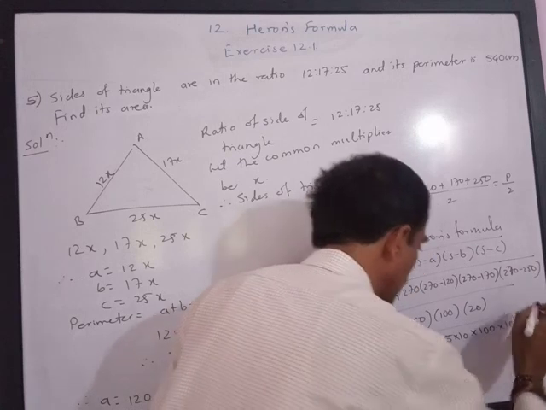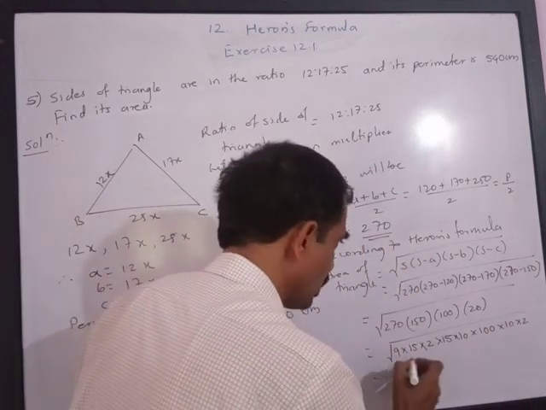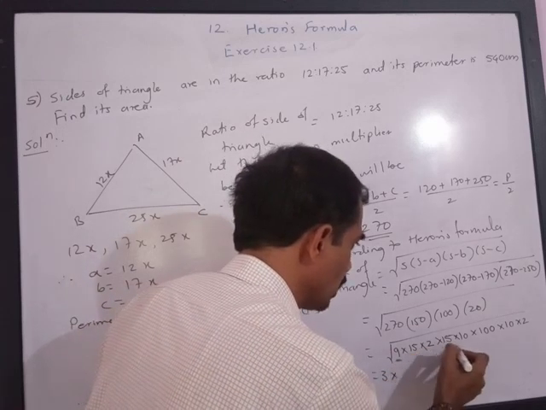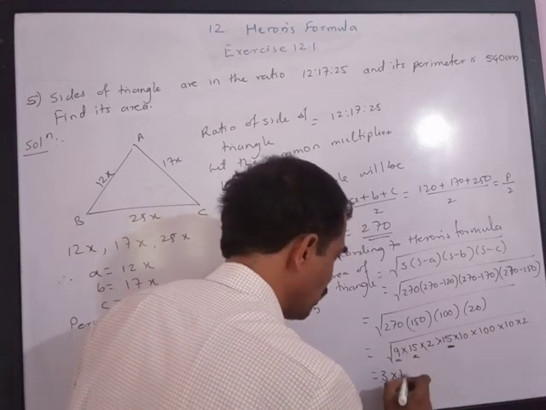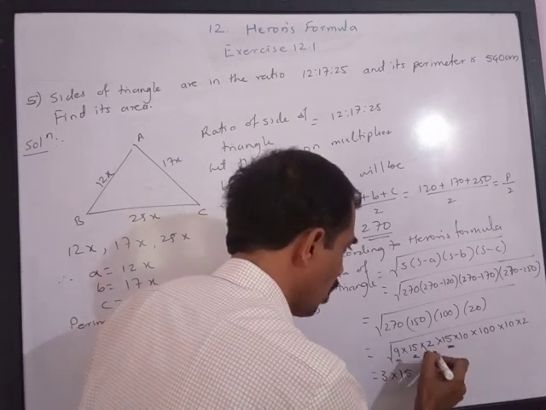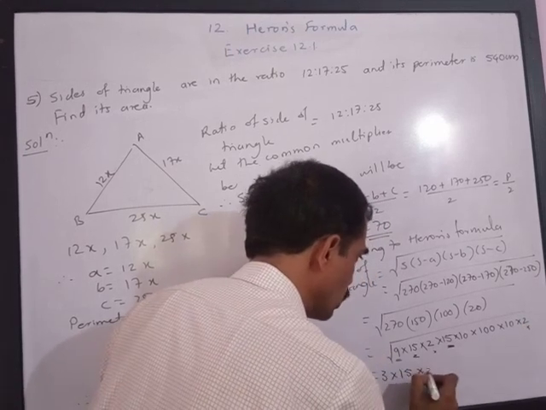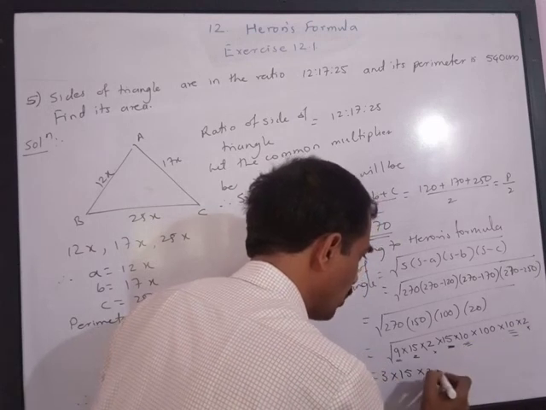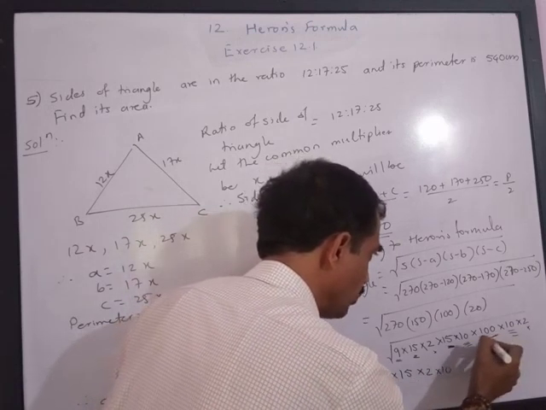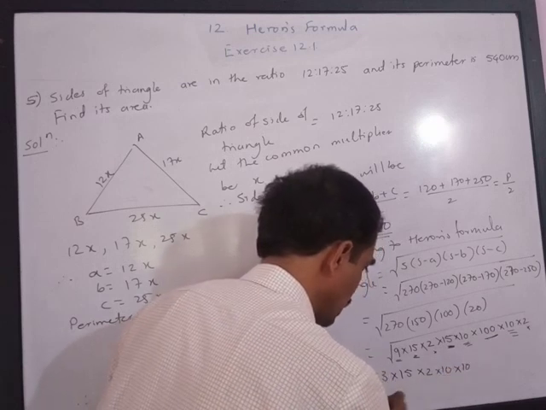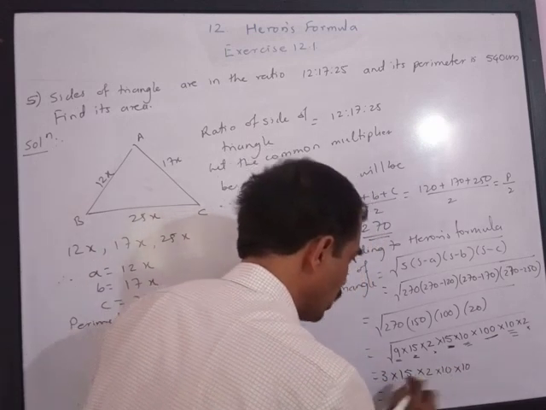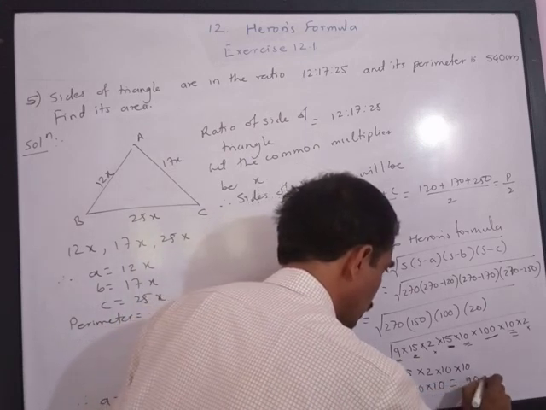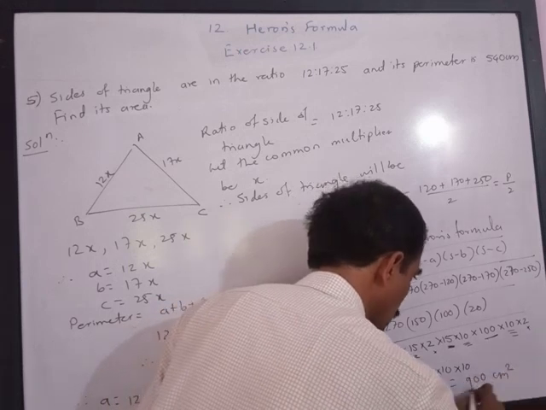So let us take out the common numbers. 9 will come out as 3. Then among the two 15s, 1 will come out as 15. Then from two 2s, 1 will come out as 2. Then from the two 10s, 1 will come out as 10. And from 100 we will get 10. So this is equal to 15 3s are 45, 45 2s are 90, multiplied by 10, multiplied by 10, that is equal to 9000 centimeters square.